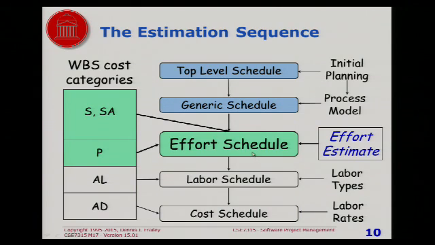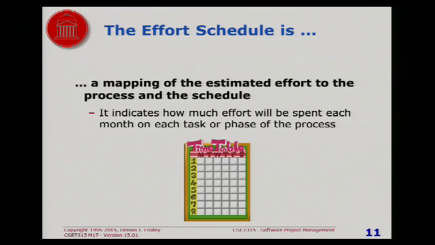Now the next thing is the effort schedule. And you'll notice that we had an effort schedule in the methods we talked about in the last module. It's the same thing, except in this case it's a much more detailed schedule. The effort schedule is a mapping of the amount of effort you're planning to spend to the process and the schedule. And whereas your effort estimate was like 873 staff months or something, here you're going to break that out by month and by phase of the process.